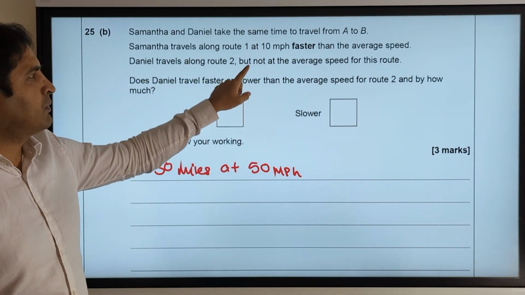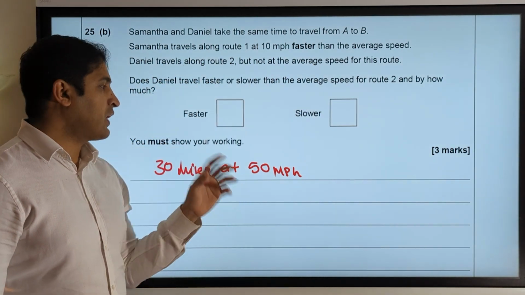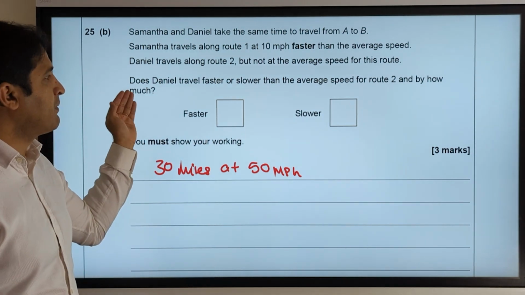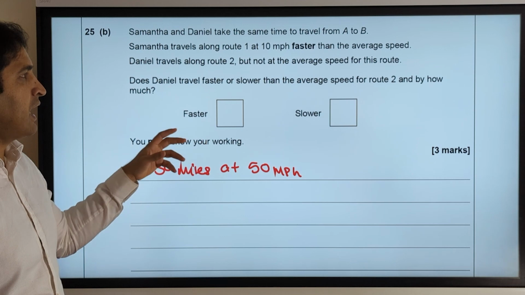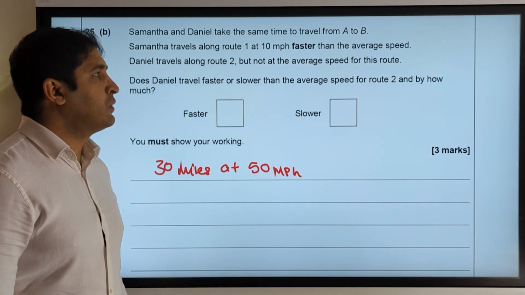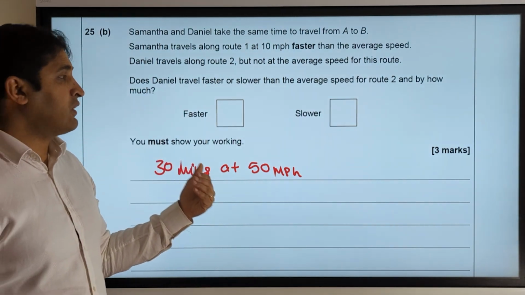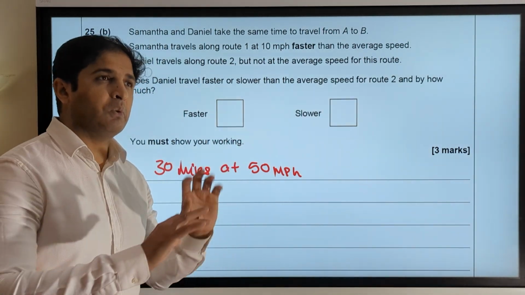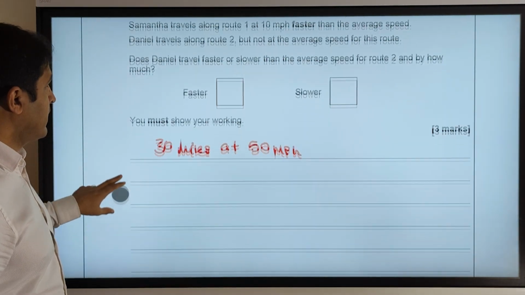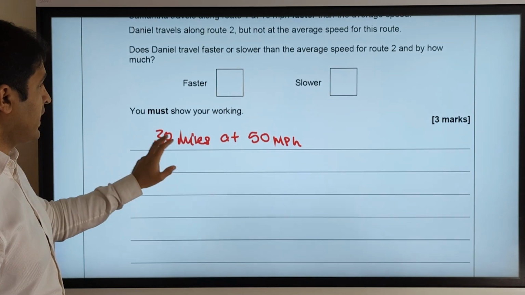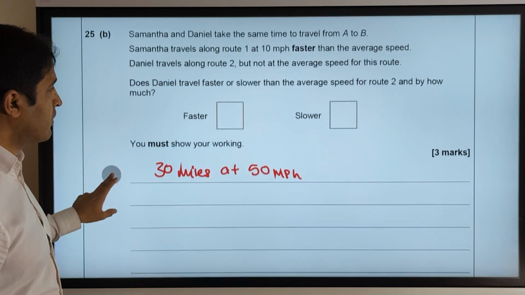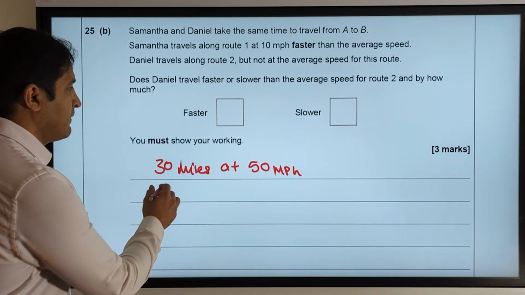We can work out how long it will take. Daniel travels route 2, but not at the average speed. So Daniel takes route 2. We need to work out what speed he travels at. And remember, they take exactly the same time. Does Daniel travel faster or slower than the average speed for route 2, and by how much? Obviously, he has to be traveling faster to get to the same place. So we know that one, okay? So how long does Samantha take if she's traveling 30 miles at 50 miles per hour?